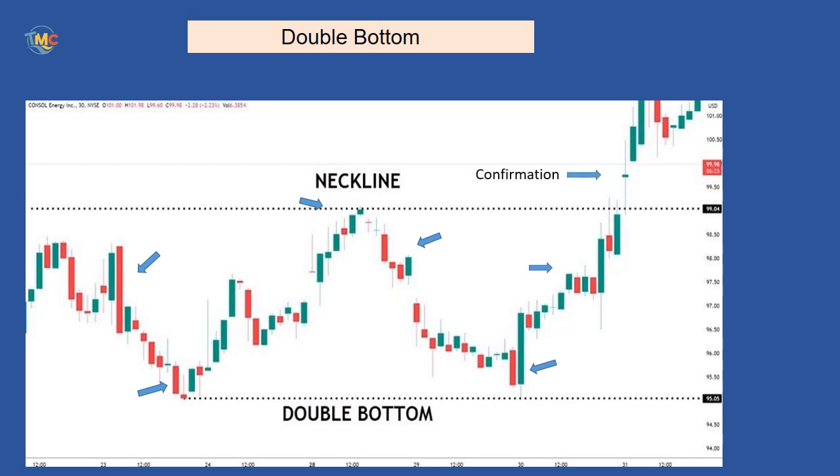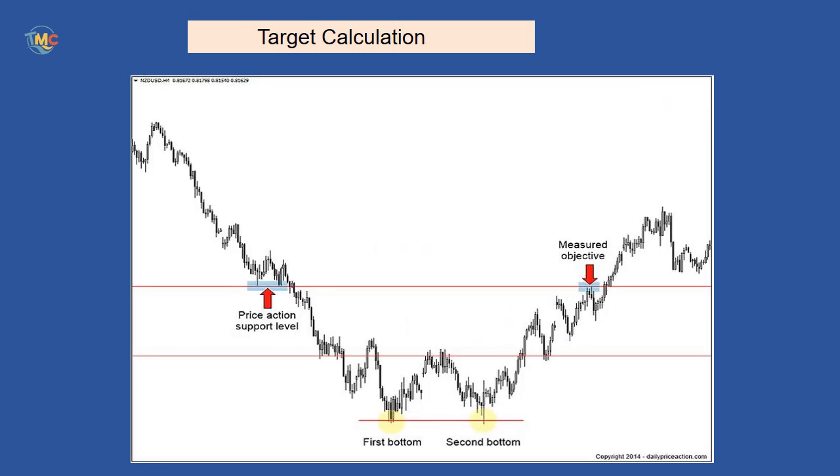The measuring implications. Upon confirmation, the double bottom offers a quantifiable price target. Analysts measure the vertical distance from the bottoms to the peak between them, then project the same distance upward from the breakout point, same as for the double top. This projection is based on the principle that the momentum needed to reverse the prior trend will likely continue with similar strength.